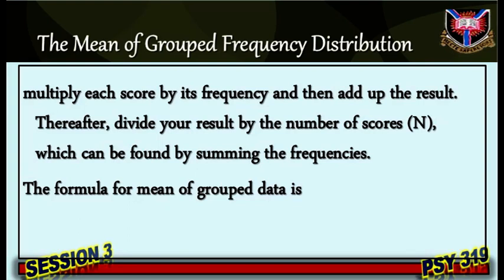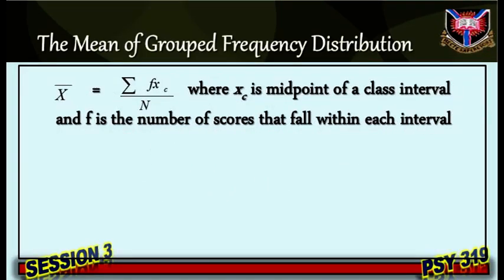The formula for mean of grouped data is x bar is equal to summation fxc over n, where xc is the midpoint of a class interval, f is the number of scores that fall within each interval, and x bar, summation, and n remain the same as earlier stated.